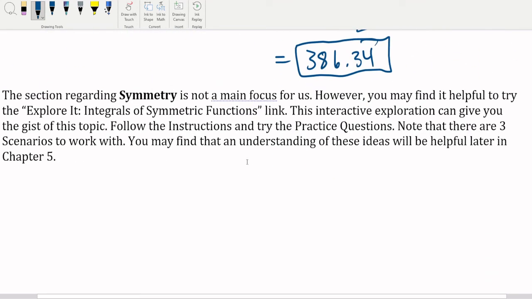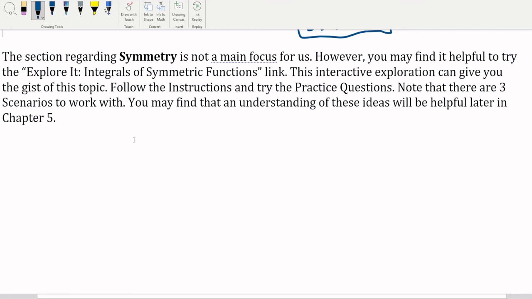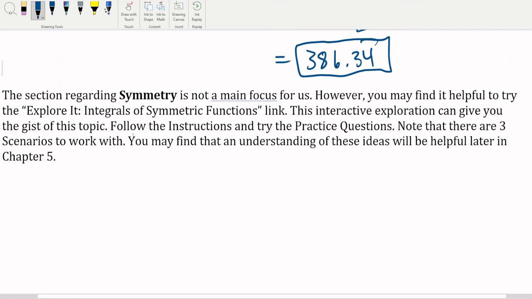So lastly, there's a little bit more in the book about symmetry in integrals. It's a pretty interesting thing to check out, and it's valuable later on to have in your toolbag that there are some integrals that you can simplify greatly with this idea of function symmetry. So check that out. I'm not going to test you on it, but it might be something that'll be useful at some point.